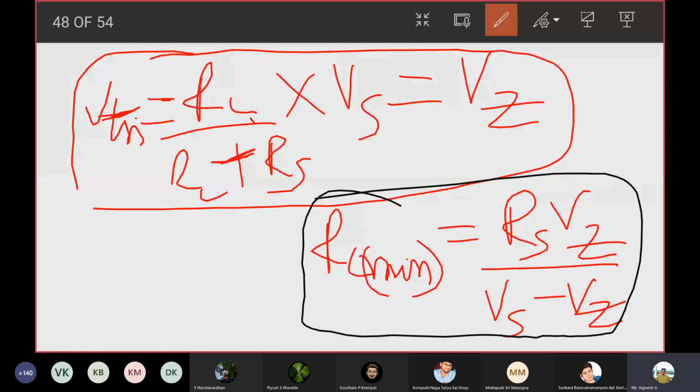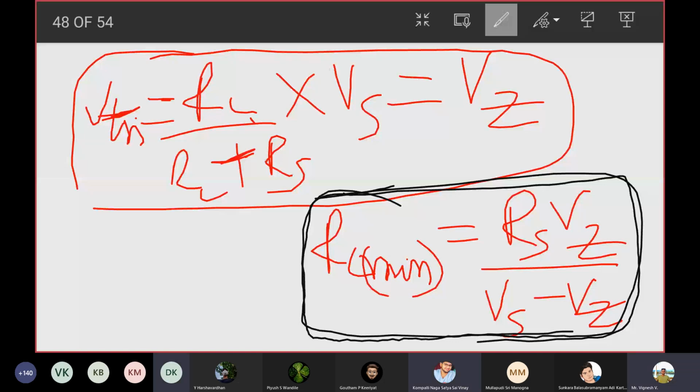I will explain all these with the problem, but I hope you understand what I just told. The minimum value of RL should be at least RS into VZ divided by VS minus VZ for the Zener diode to work in breakdown region. Is it clear? Yes, sir.